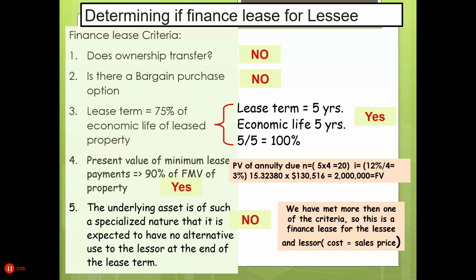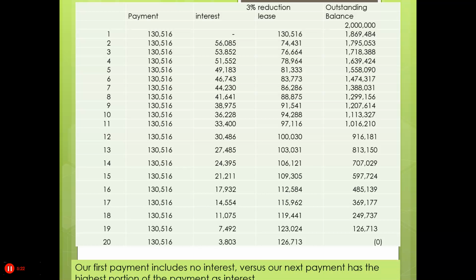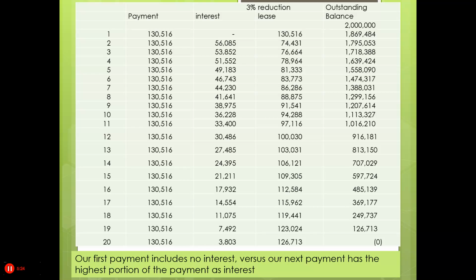So now let's look at our amortization schedule, because when you're booking the payments, you have to figure out how much is interest and how much goes against the payable. Here is our table. We start with the first payment, which is interest free because it's made at the beginning. Remember, interest is earned over time.